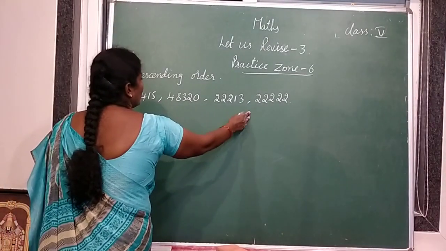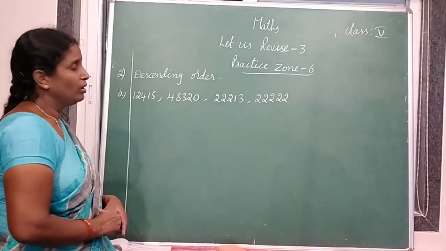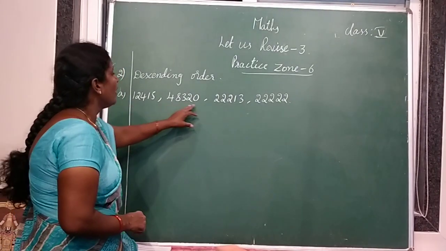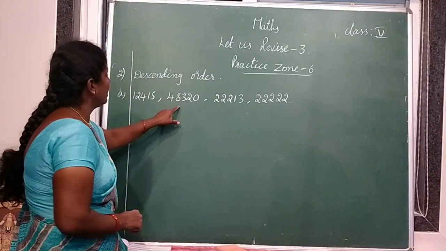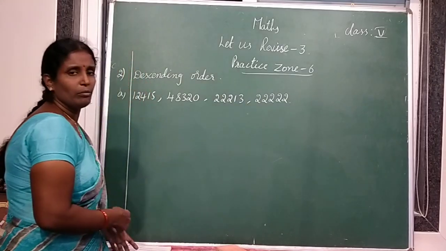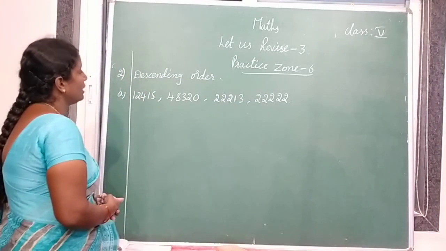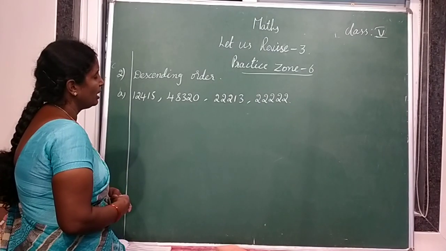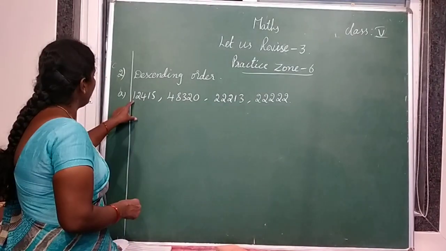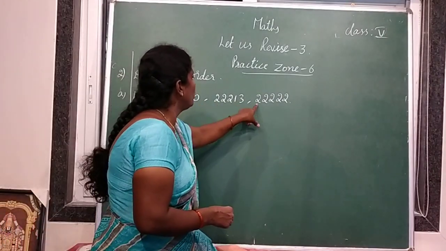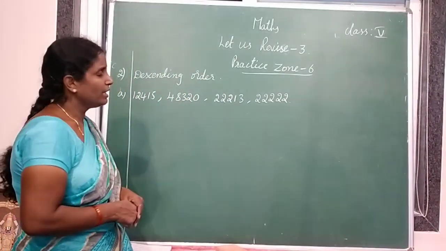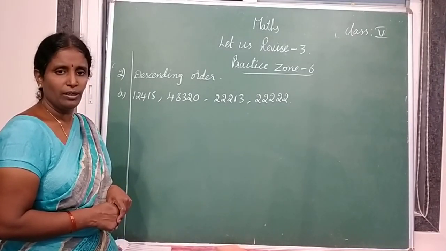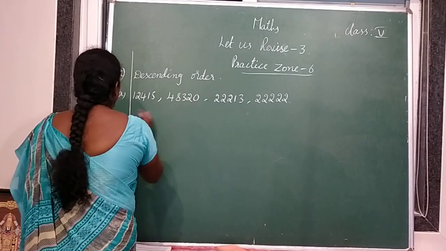So in all these numbers, how to find the greatest number? To compare the numbers, first we have to count the number of digits. So all are 5-digit numbers only. All numbers are 5-digit numbers. So compare the digit from the highest place. So which is the highest place value here? 10,000s. 1, 4, 2, 2. In these numbers, which is the highest, biggest number? 1 or 4 or 2? Which is the biggest number? 4. So this is the greatest number.